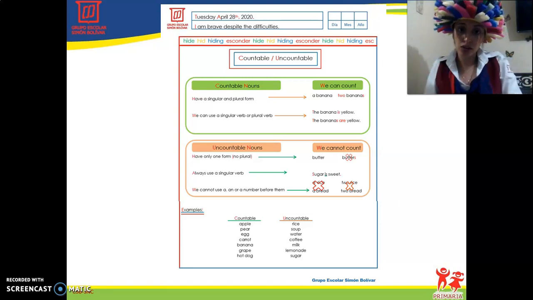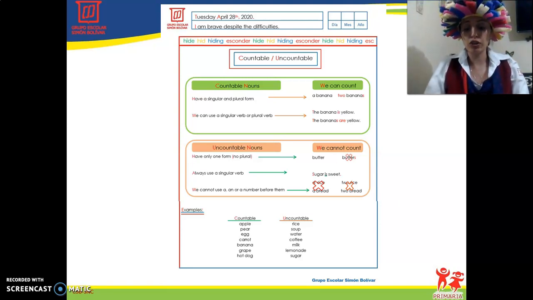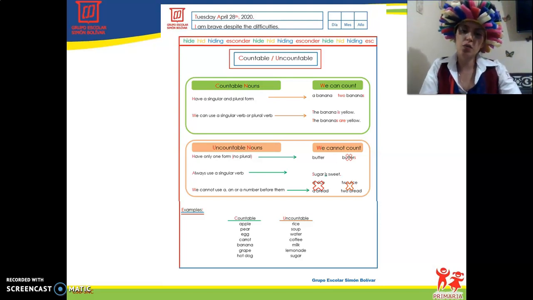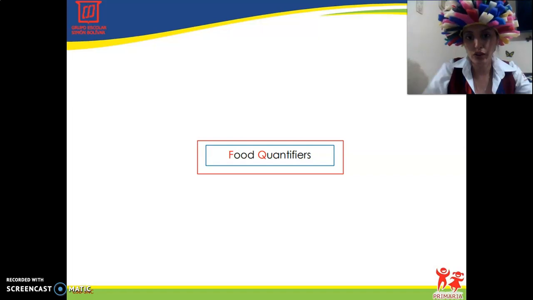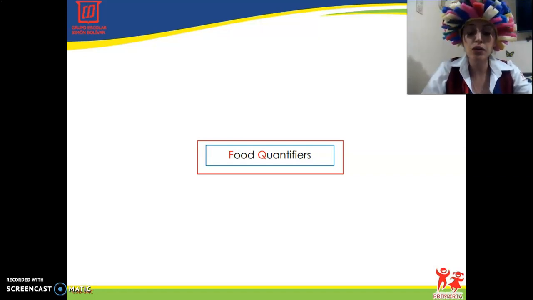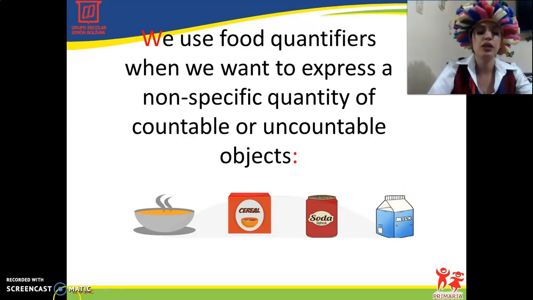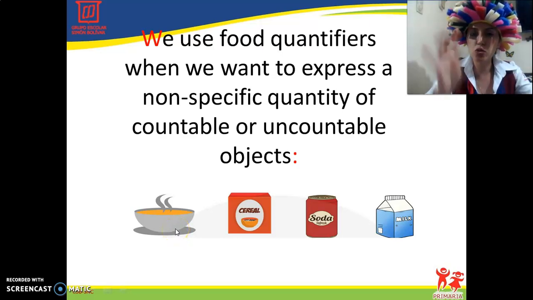Now we're going to go to another part of the notebook, which you're also going to write, because I want to show you the difference in some quantifiers, food quantifiers. We're talking about food quantifiers, yes? We use food quantifiers when we want to express a non-specific quantity of countable or uncountable objects. For example, soup. Can you count soup?